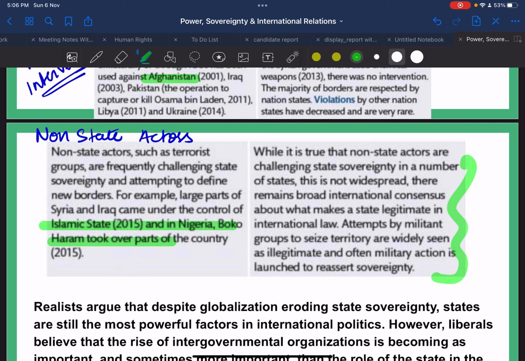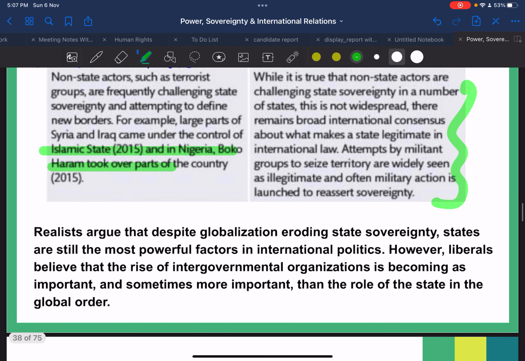So these are the five sets of claim and counterclaim, which debate in such a way that one school of thought says sovereignty is eroding. Another school of thought says that sovereignty is not getting eroded. So now both schools of thought are mentioned in this paragraph.